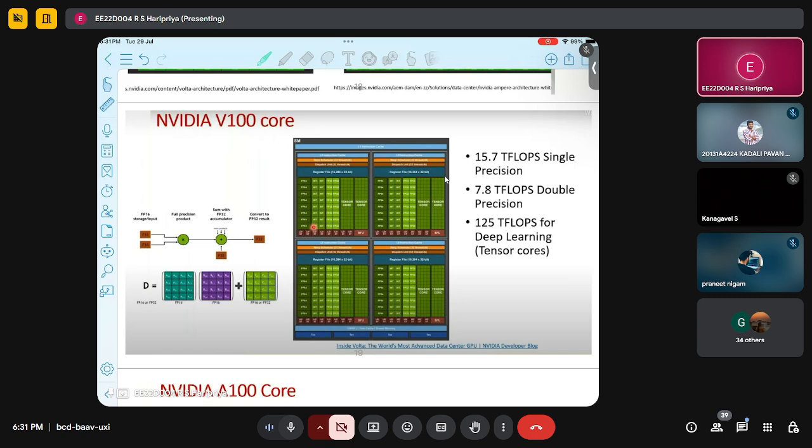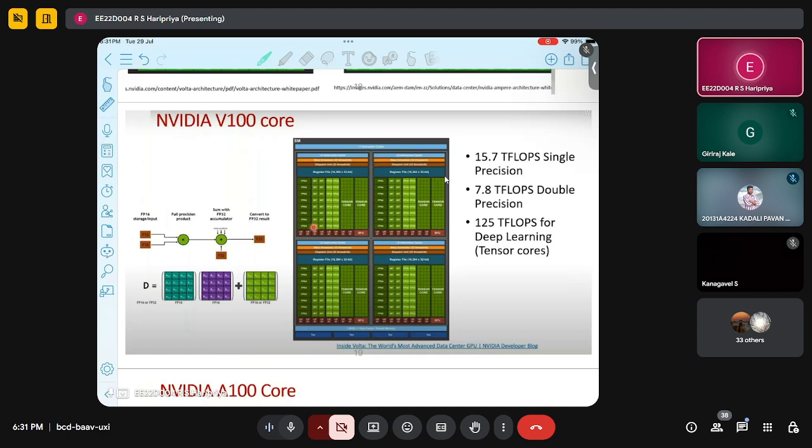NVIDIA V100 core. It consists of single precision, which is a 32-bit FP data type, and double precision, which is a 64-bit floating point representation.